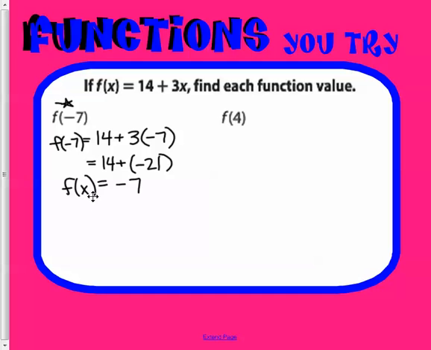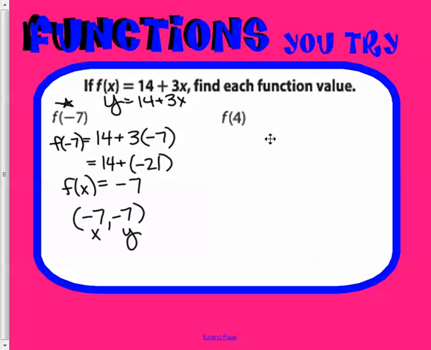So f of x equals negative 7. So really, if we thought of this as being y equals 14 plus 3x, your output is negative 7. So when you have an input of negative 7, your output is also negative 7. This is a pair of points on your coordinate plane.